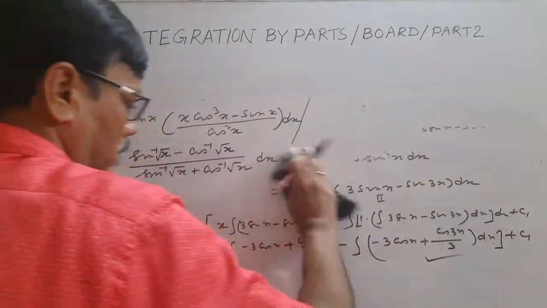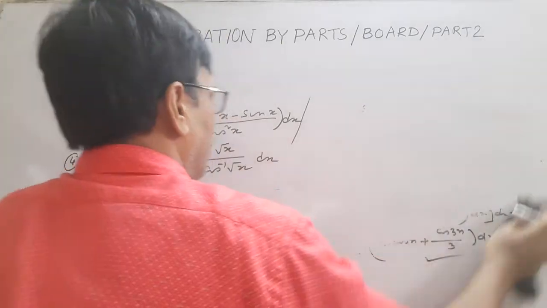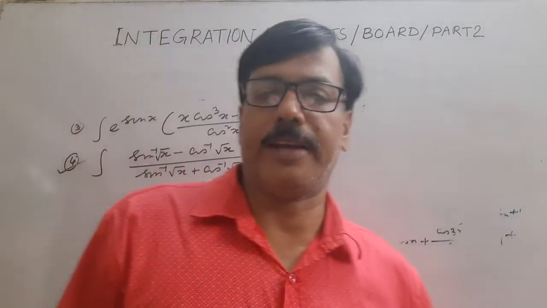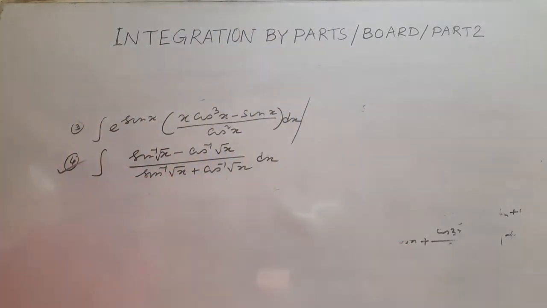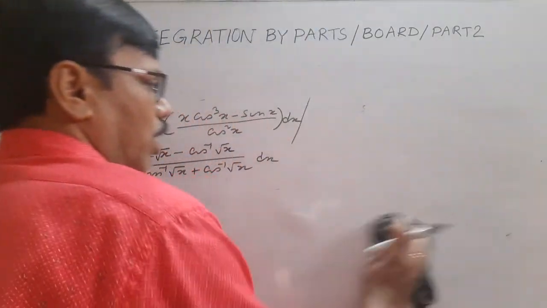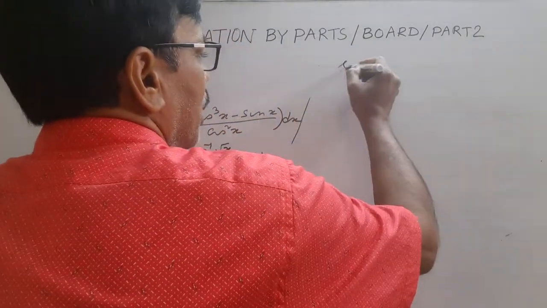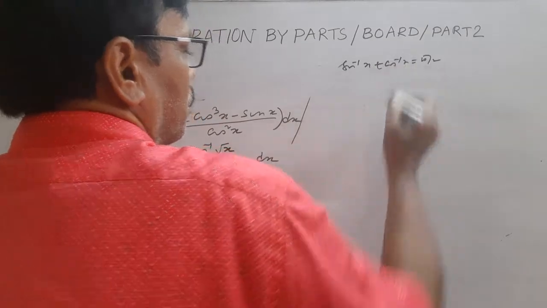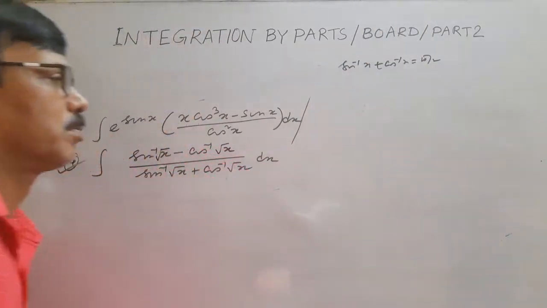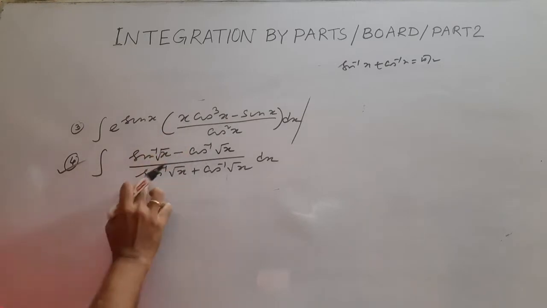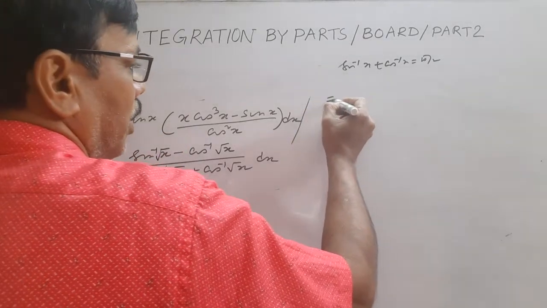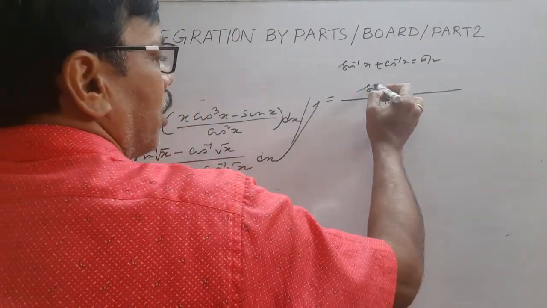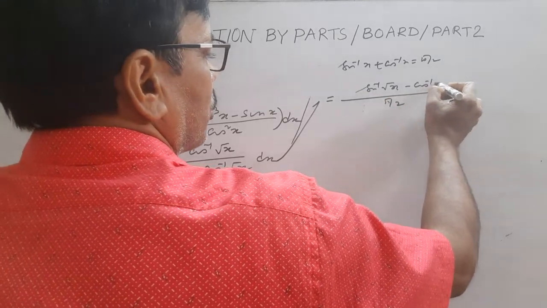Now problem number 3 and 4. We consider problem number 4 at the beginning. So from the formula of inverse circular functions, we know sin inverse x plus cos inverse x equals pi by 2. Tan inverse x plus cot inverse x is pi by 2. So if we use this relation, denominator is only pi by 2. So this equals pi by 2, and this is sin inverse root x minus cos inverse root x.